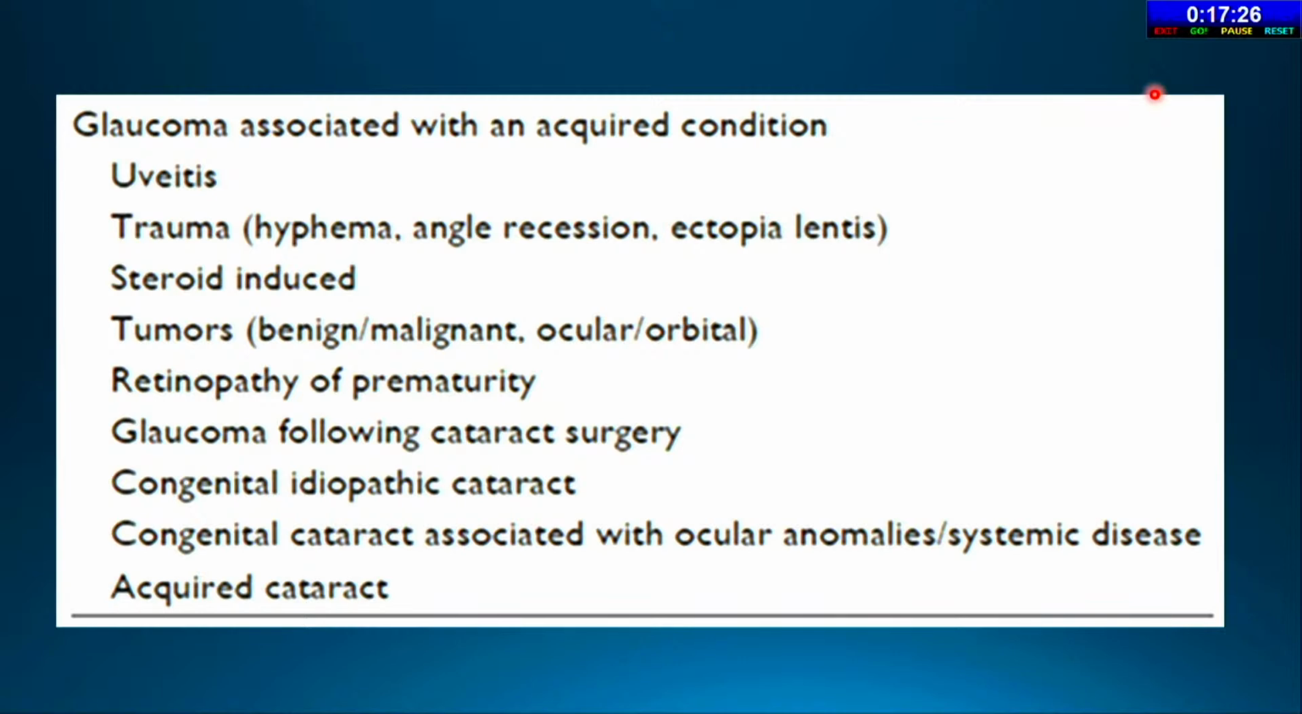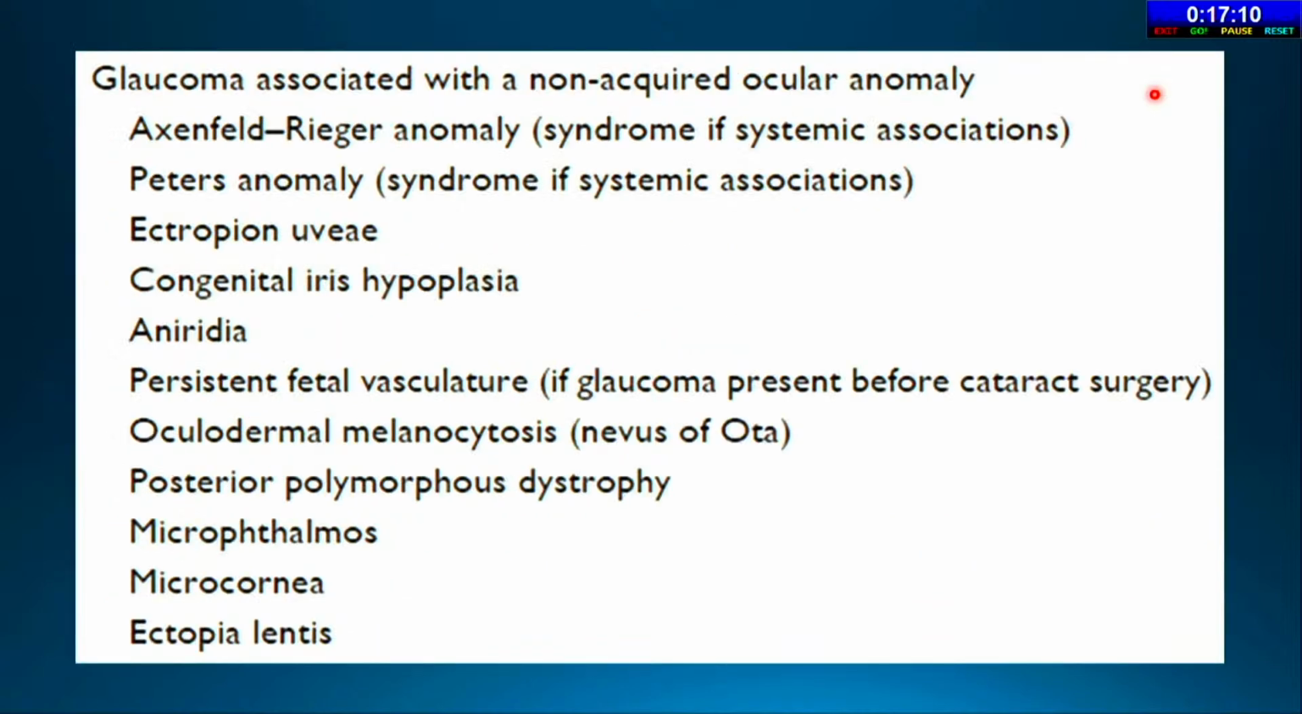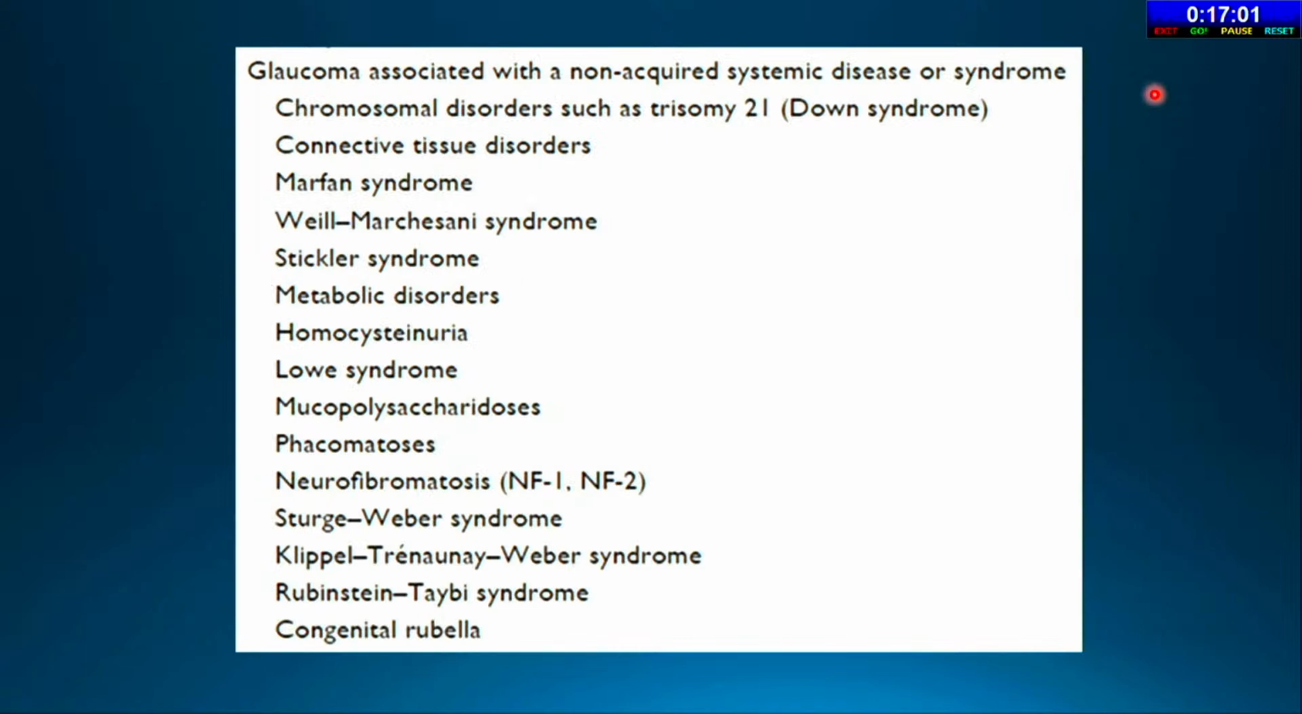Most commonly, the causes we see in India are uveitis, trauma, and steroid-induced, very common, steroid-induced glaucoma in children. Then some tumors, even retinoblastoma can be misdiagnosed as congenital glaucoma and vice versa. Glaucoma following cataract surgery is very important. And regarding the glaucoma associated with non-acquired ocular anomaly, the important ones are Axenfeld-Rieger anomaly, Peters anomaly, and aniridia.